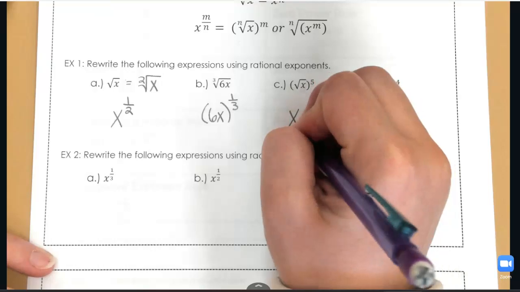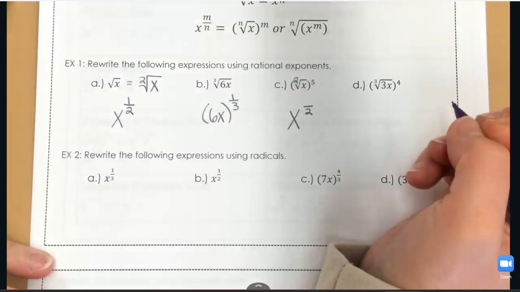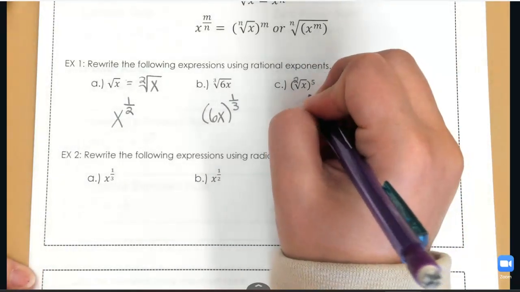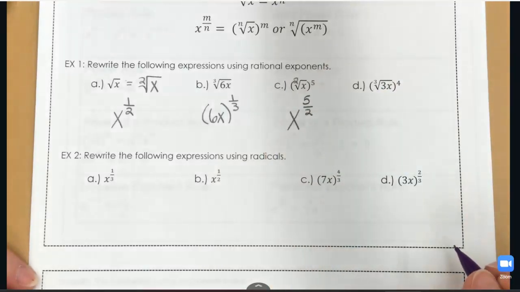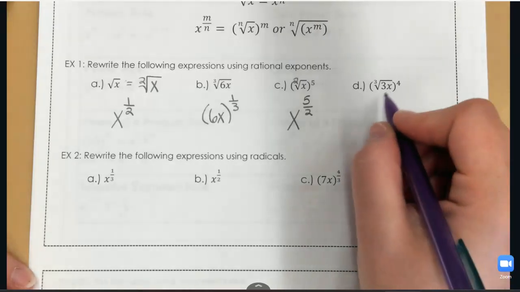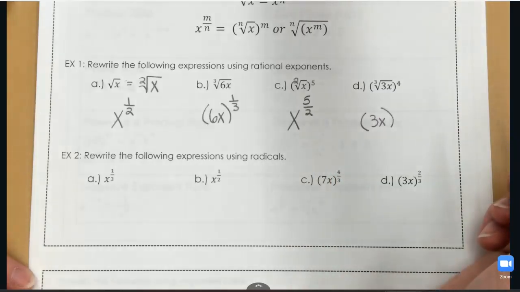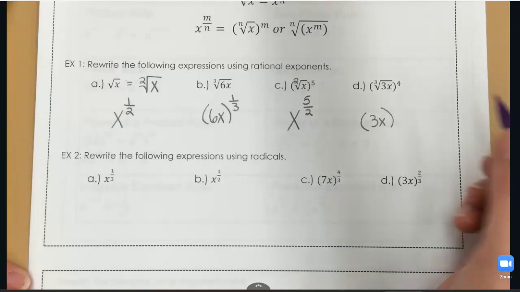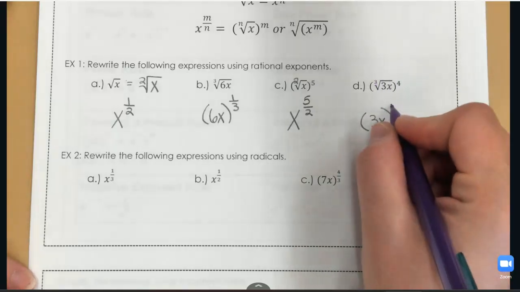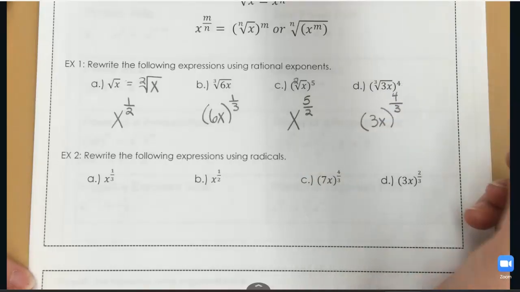My index on that radical is 2 because it's a square root, so that's going to be the denominator for my exponent. And then because it's to the 5th power, that will be my numerator. So x to the 5 over 2. Moving on to d, I have the cube root of 3x to the 4th. So 3x, both parts are in my radical, so I need to make sure it's in parentheses to be specific that the exponent applies to both. The index of my radical is 3, so that's the denominator of my exponent. And then because it's to the 4th power, that is my numerator.